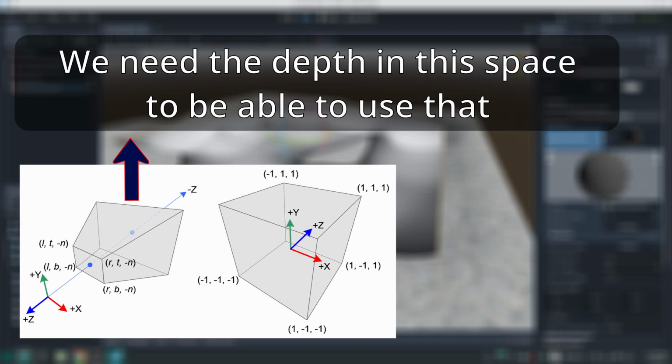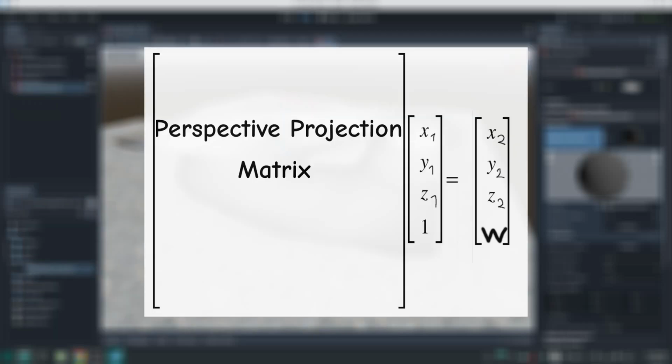So there are two ways to do that. One way is to multiply the inverse projection matrix by this and obtain our position in the view space. But here we care only about the Z component, and by multiplying the inverse projection matrix, we do extra work calculating X and Y also.